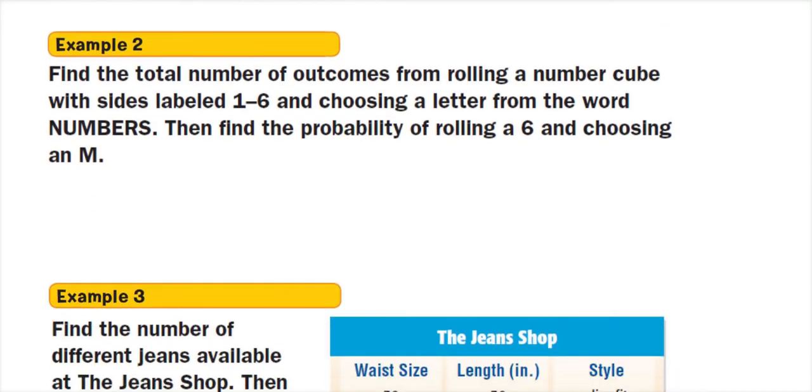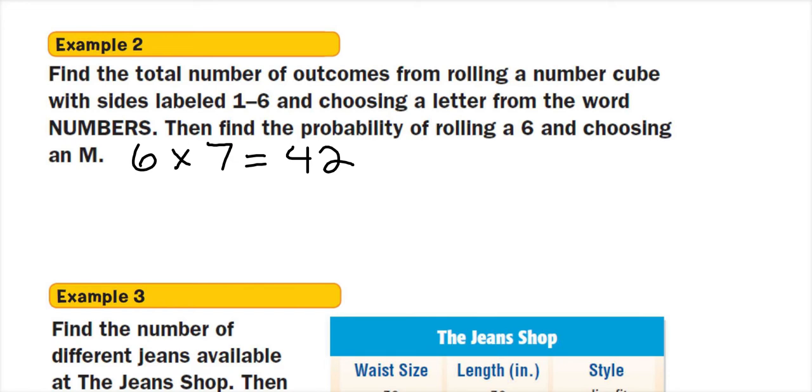Okay, let's go to number 2. It says find the total number of outcomes from rolling a number cube with sides labeled 1 through 6 and choosing a letter from the word numbers. Then find the probability of rolling a 6 and choosing an M. All right, so first let's find the number of outcomes. So we have 6 numbers on our die, and we have to pick from the word numbers. So how many letters are in the word numbers? Well, we have N, U, M, B, E, R, S. So there are 7 of those. So we have 6 the first time to pick from, and then we have 7 for the next one. So that's going to have 42 different outcomes.